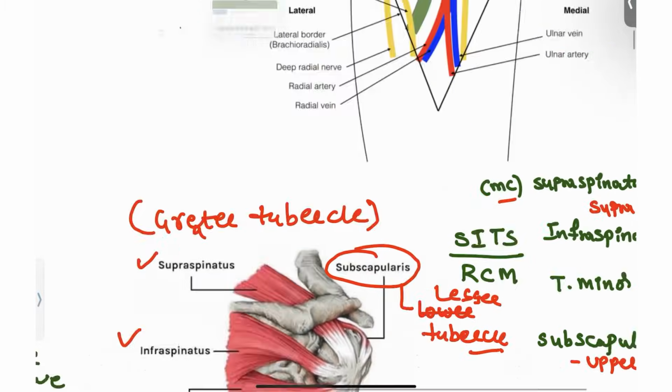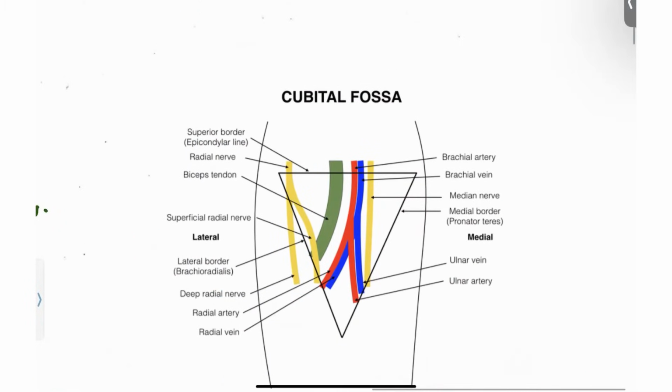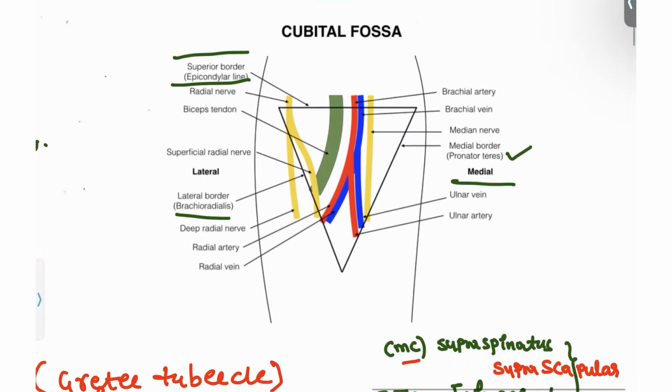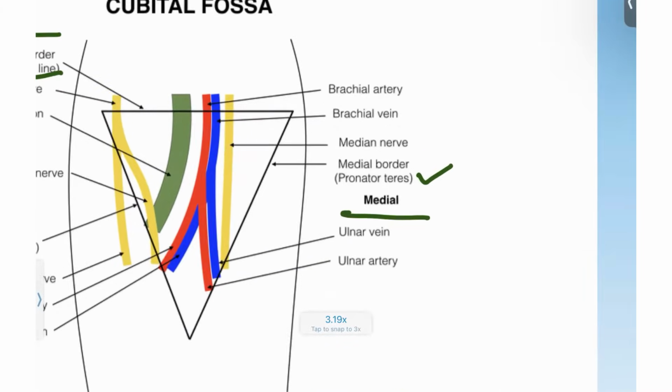Next, here is another one, that is your cubital fossa. In the cubital fossa also, the borders are very important. The superior border is your epicondylar line. The medial border is your pronator teres. And the lateral border is the brachioradialis. So the medial will be pronator teres, the superior border will be epicondylar line, and your lateral border is the brachioradialis.